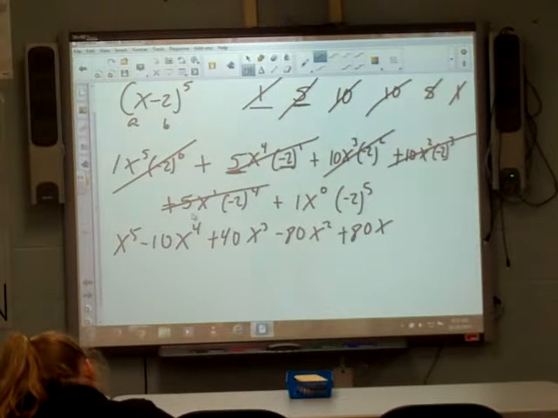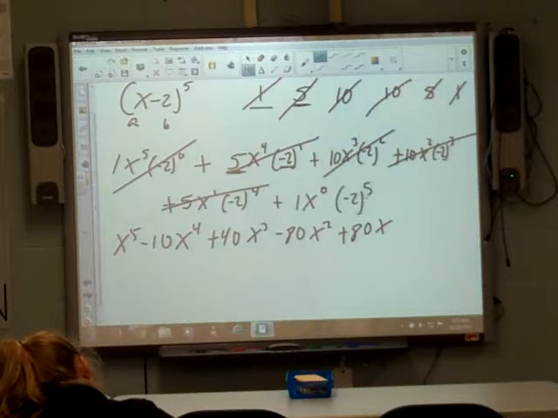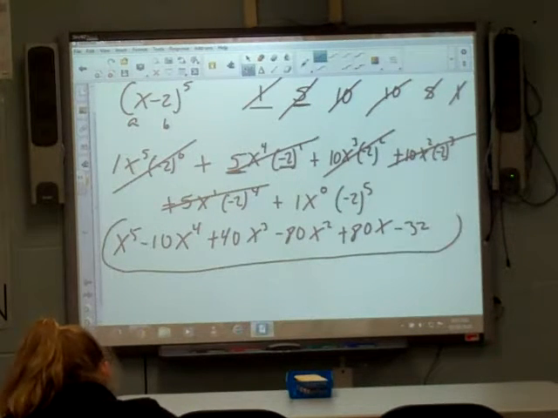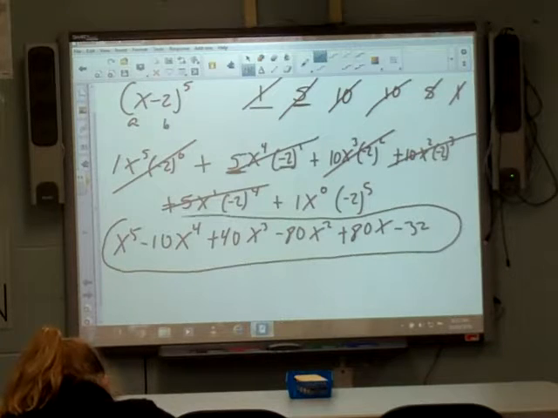Done with that. Negative 2 to the fifth. It's going to be a negative. 2 times 2 is 4, times 2 is 8, times 2 is 16, times 2 is 32. So negative 32 times 1 is just negative 32. Can't simplify that anymore because there's not any like terms. That's it.